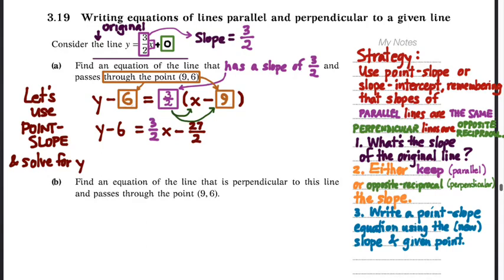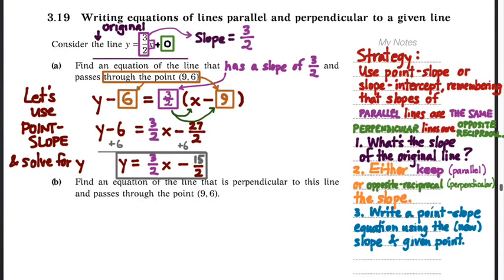And then to finish solving for y, we just need to add 6 to both sides to get y equals 3/2 x minus 27/2 plus 6, which if I want to add those fractions together, I'll rewrite 6 as 12/2, and then negative 27 plus 12 is going to give me negative 15. So an equation for the line that is parallel to our original and which passes through the point (9, 6) is y equals 3 halves x minus 15 halves.